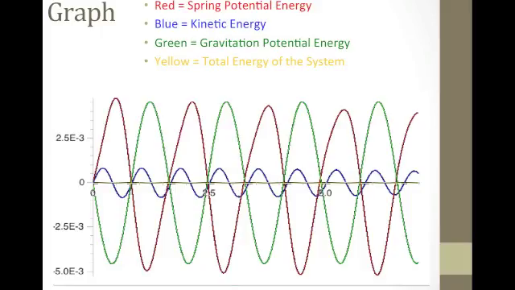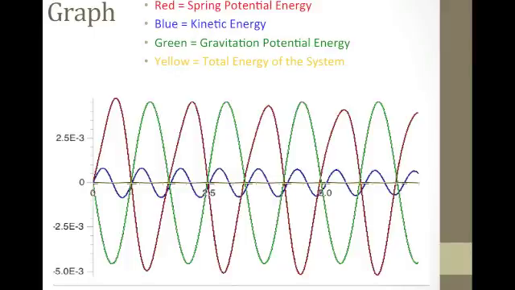This is the graph that computes the model's energy. Note that the yellow line, which is the total energy, is equal to 0, satisfying the energy principle because no energy is gained or lost to the surroundings. The red line is the spring potential energy, the blue line is the kinetic energy, the green is the gravitational potential energy, and yellow, like I said, is the total energy of the system. The gravitational and spring energies are opposites of each other, and the kinetic energy oscillates at a much faster rate.